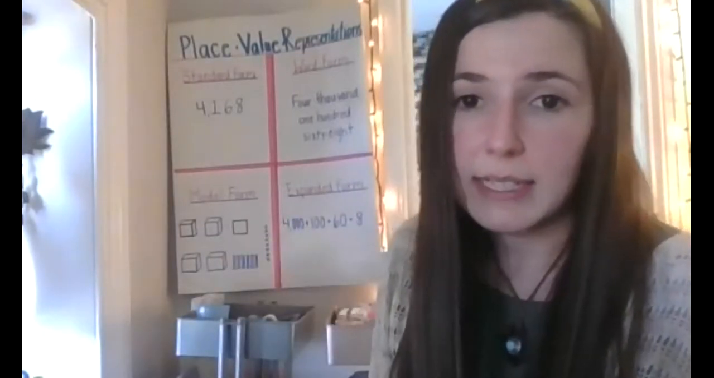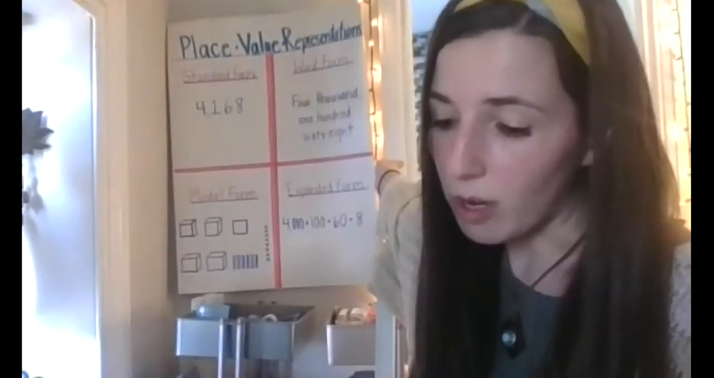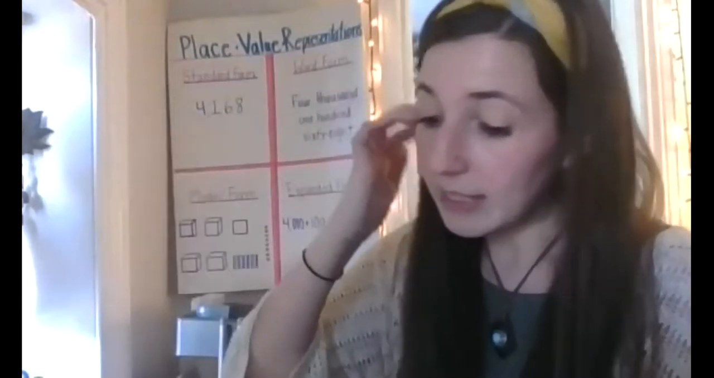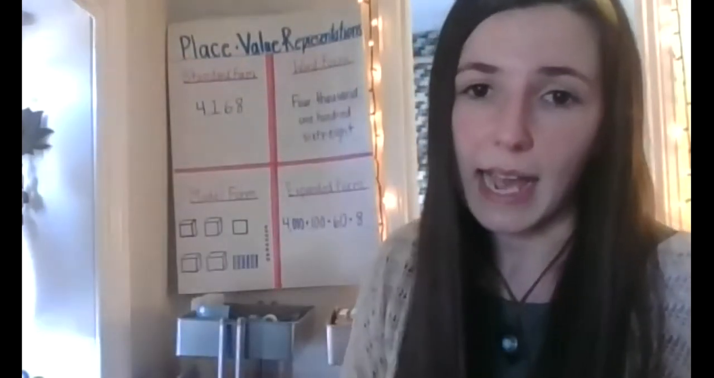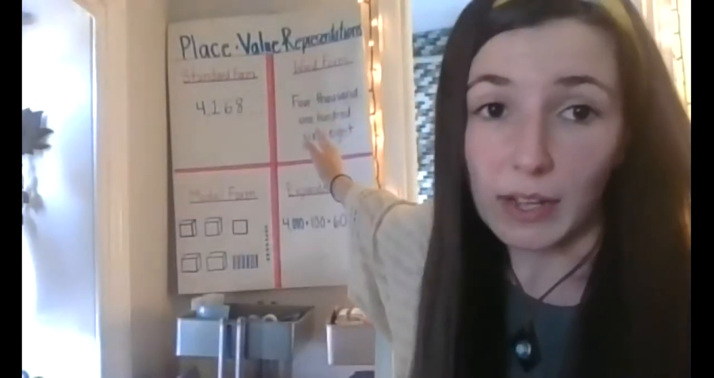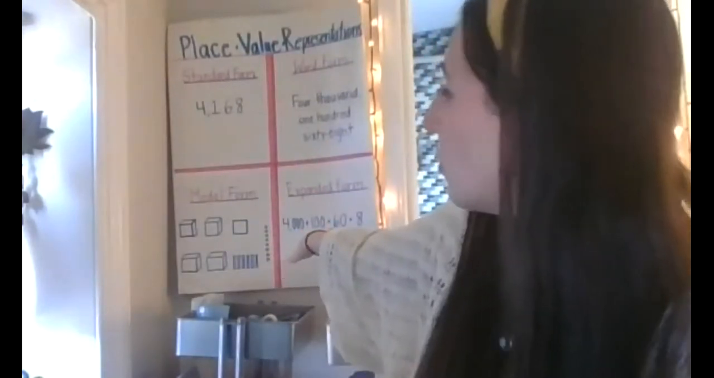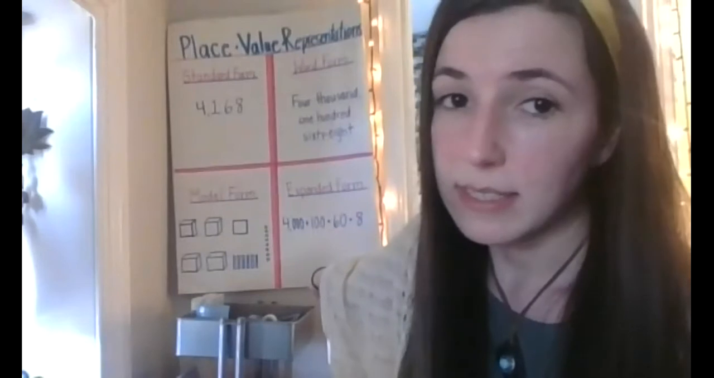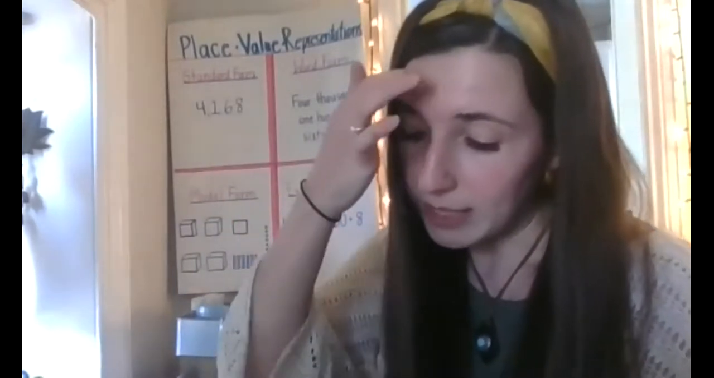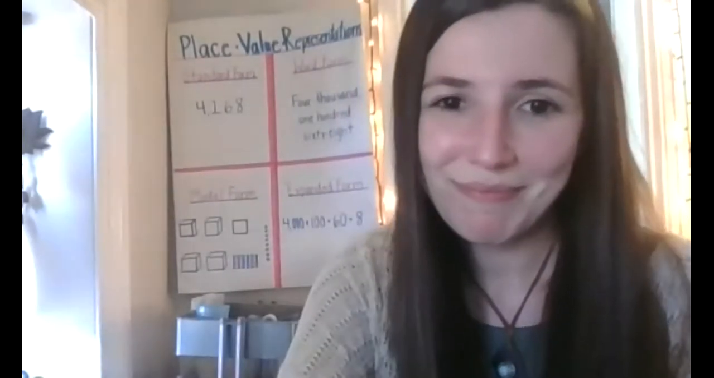And then last but not least, our final place value representation is expanded form. This is when the number gets stretched out so that each digit in the number has a value that's added together. If we looked at each digit based on its value, we would see that it becomes 4,000 plus 100 plus 60 plus 8. If the number has a 0 in it, then that place value position is not included.